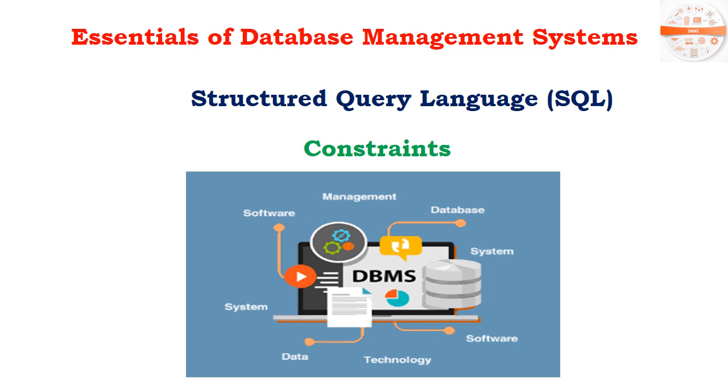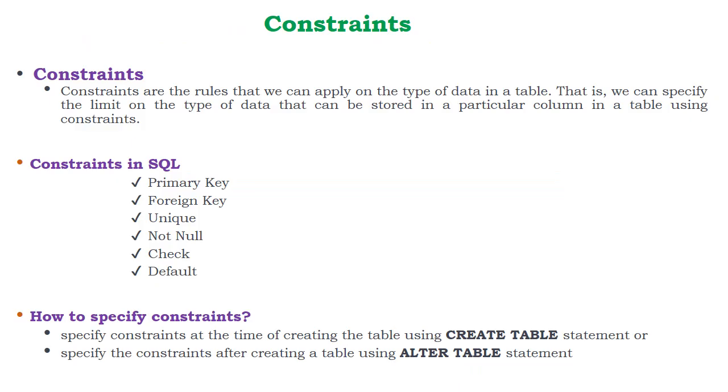In the previous presentation, we discussed TCL commands and DCL commands. In this presentation, we are going to discuss constraints in SQL. What is a constraint? Constraints are the rules that we can apply on the type of data in the table. There are different types of constraints in SQL: primary key constraint, foreign key, unique, not null, check, and default.